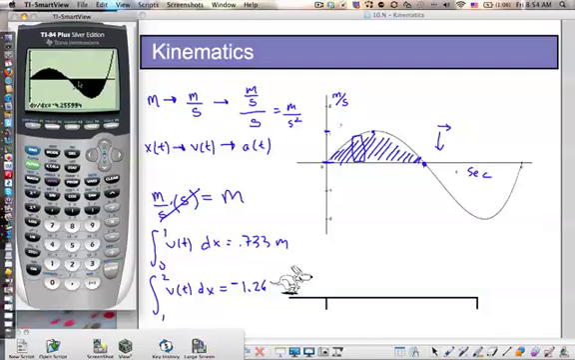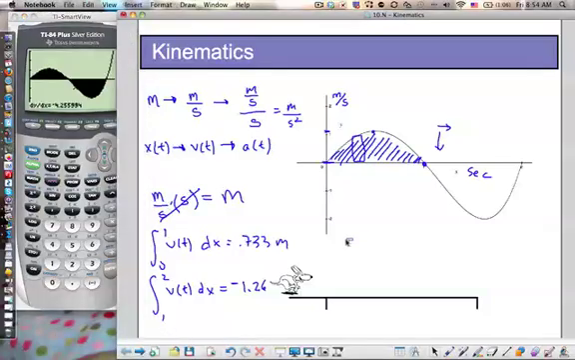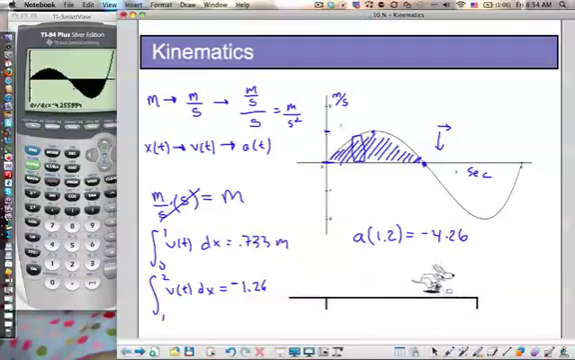So right there, he's moving back this way. So the acceleration at 1.2 seconds is negative 4.26. What does that mean? That means that he's going in the backwards direction. So he's moving back, and he's moving back pretty fast.